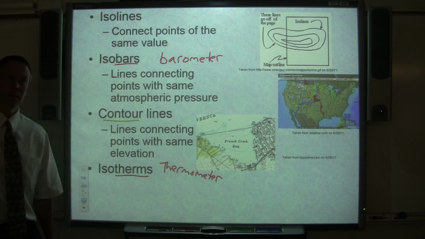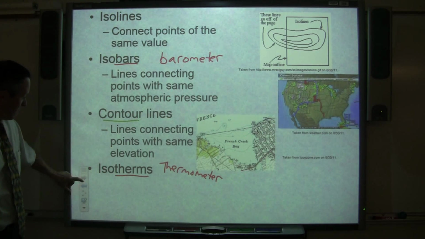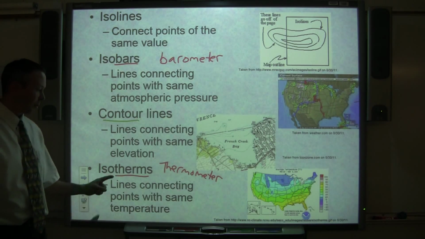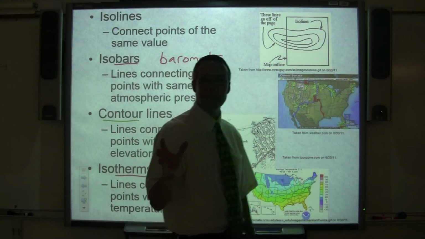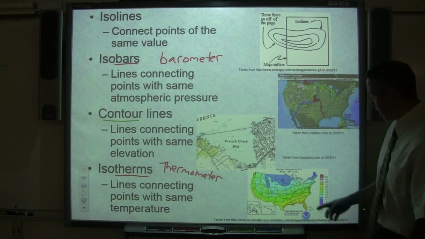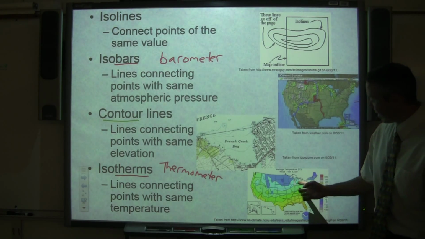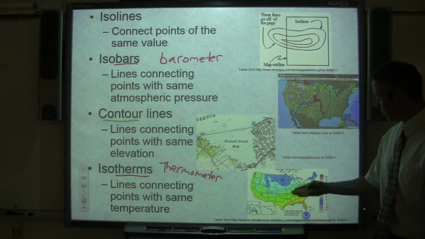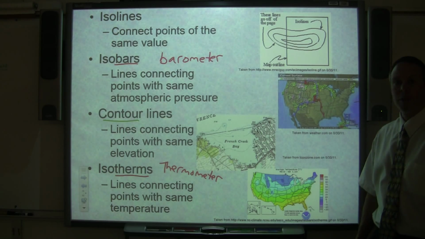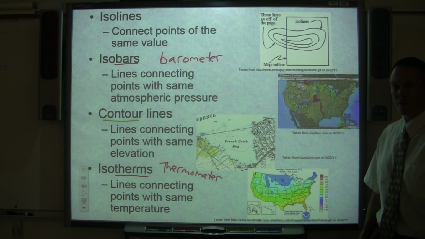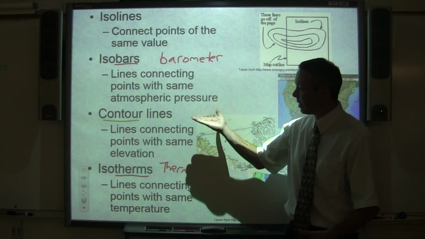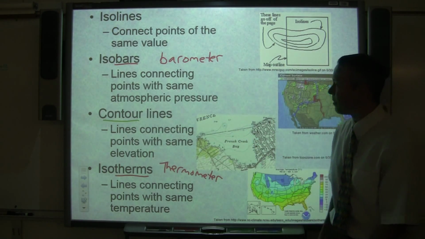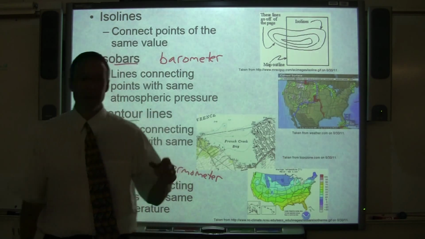So what does a thermometer measure? Nice. Temperature. So an isotherm is a line that goes around and connects all of the same temperatures. Isotherm. And then here's an example. They're using the lines, and in between the lines they're coloring to show the different regions of the country where there's different temperatures. So you will practice a lot drawing isobars, contour lines, and isotherms as examples of isolines. 3 different types.